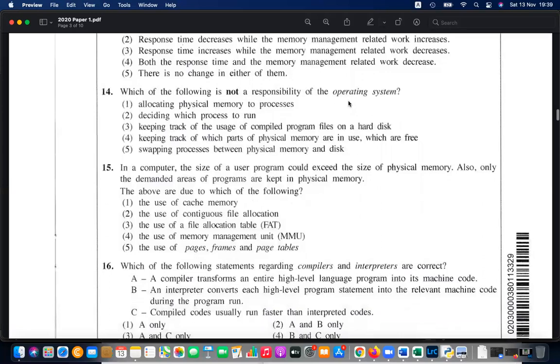Which of the following is not a responsibility of the operating system? Allocating physical memory to a process. They're asking for the one that is not, right? That is yes, it is a responsibility. Deciding which process to run. Yes, process management, that is also correct. Keeping track of usage of compiled program files on hard disk. That is quite doubtful, let's keep it. Keep track of which parts of the memory are in use and which are free. Yes, memory management related task, that is also correct. Swapping and paging, swapping processes between physical memory and hard disk. Yes, that is also true. So keeping track of usage of compiled program files is the problem. I think the third one is the answer, which is not a responsibility of the OS.